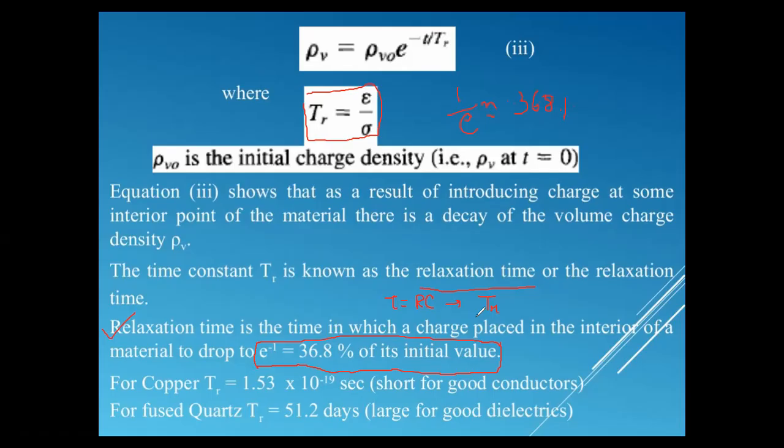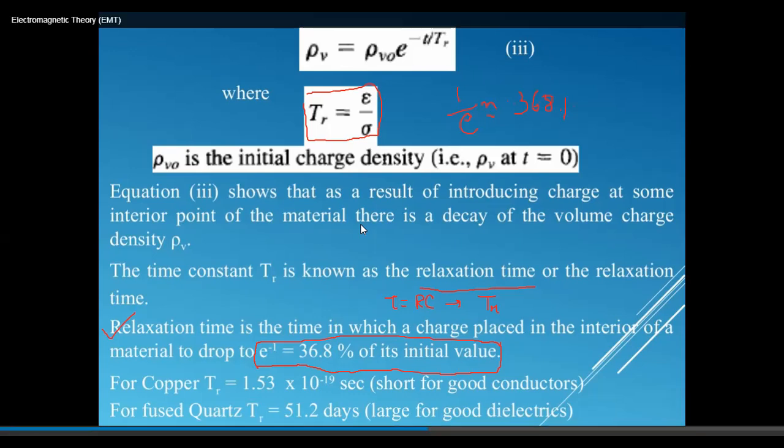If you can recall, as you are preparing for the GATE, you must have studied it. There you are finding how fast it is damping, and here you are finding how fast it is depleting. So relaxation time is the time in which a charge placed in the interior of a material drops to approximately 36.8% of its initial value. Is it clear? Any doubt you may ask.